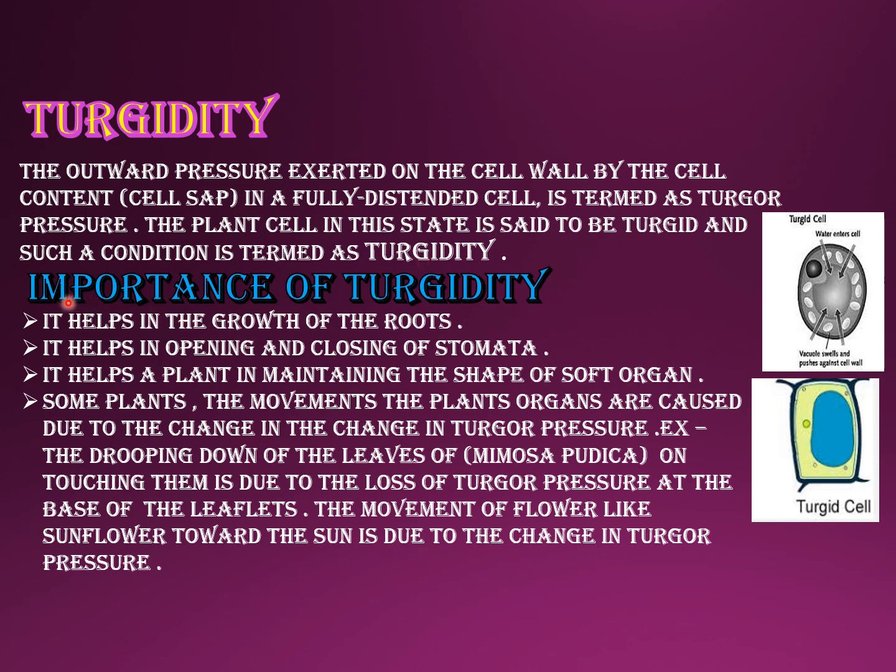Now what is the importance of this turgidity? Let's see. It helps in the initial growth of the plants. It helps in opening and closing of stomata. It helps to maintain the shape of the plant body, and also some movements are caused due to turgor pressure.